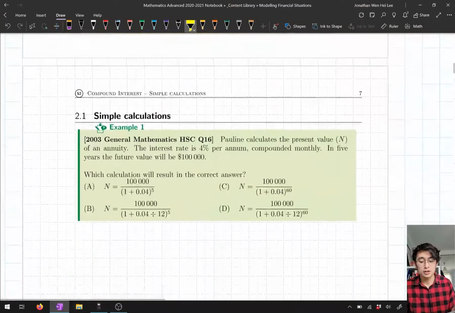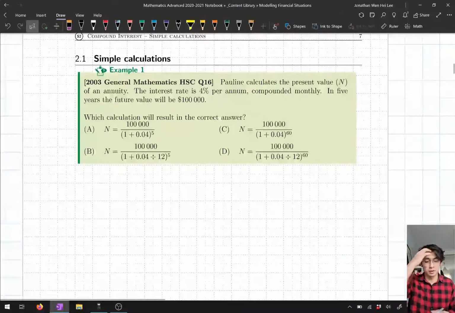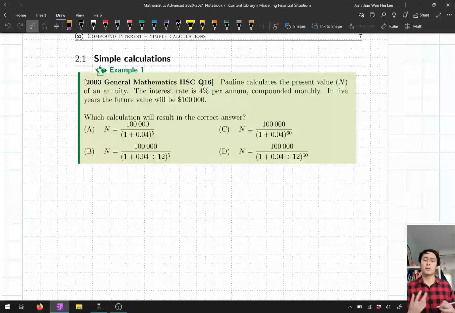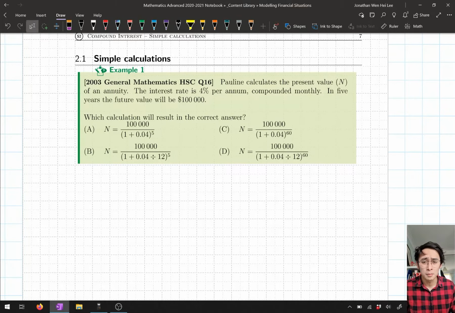Okay, so let's do a few simple calculations and apply this formula. This is from a general maths paper, because this is a common topic that Mathematics Advanced and also Standard 2 sit in the HSC. Sometimes there might be common questions between your paper and the Standard 2 paper. So let's have a look at this question. Pauline calculates the present value.